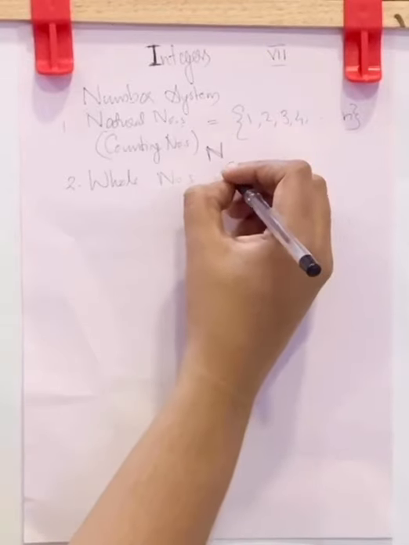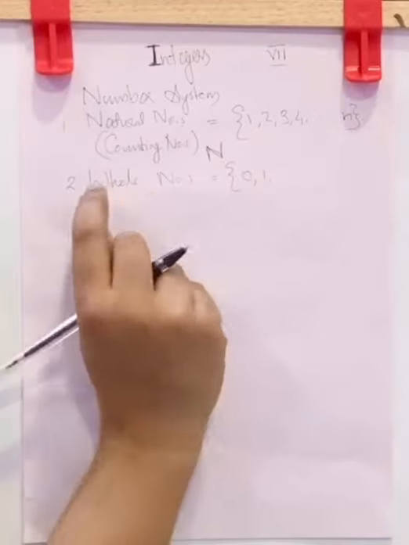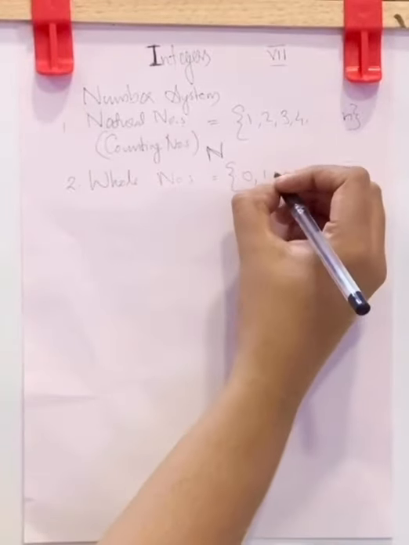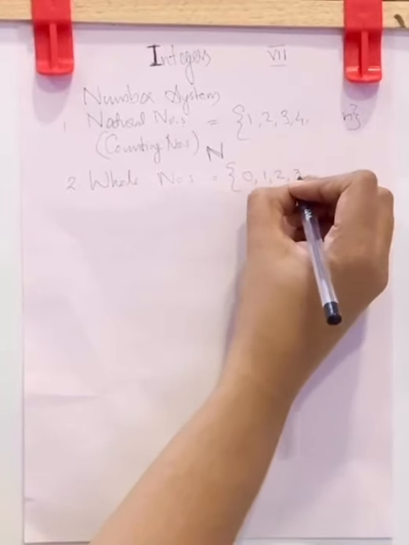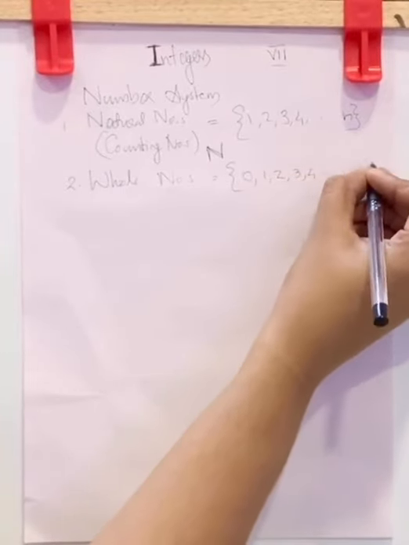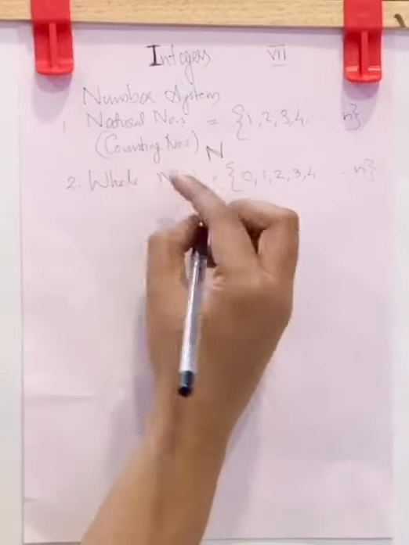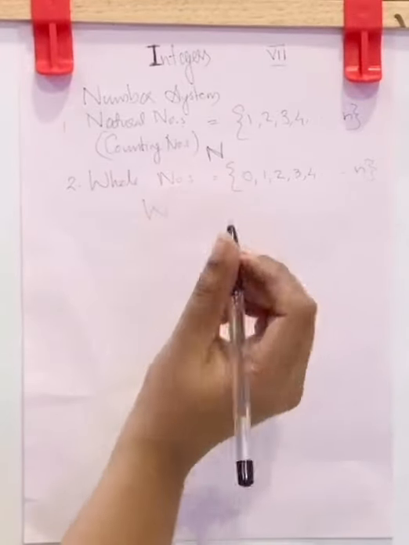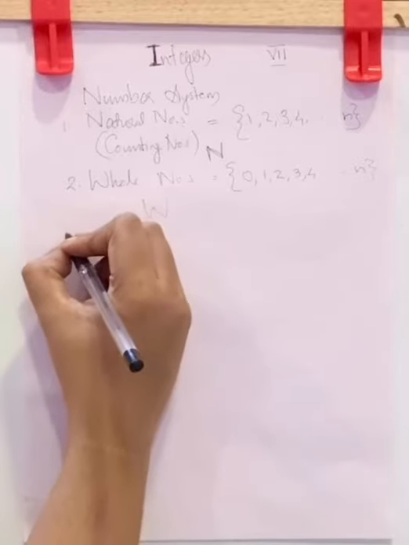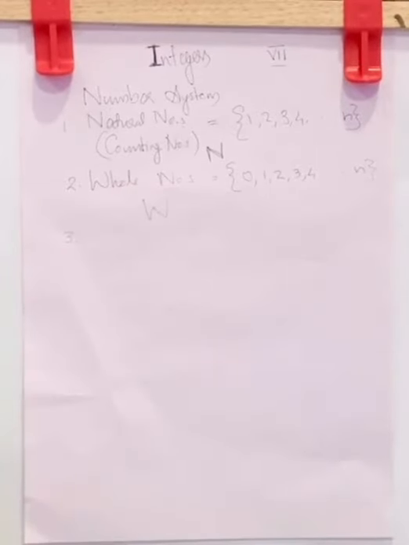After finding the value 0, the new name given was whole numbers. The set of whole numbers starts from 0, 1, 2, 3, 4, etc., up to infinity as in natural numbers. The letter denoting whole numbers is W. And the third one, which is what we are going to learn, is integers.